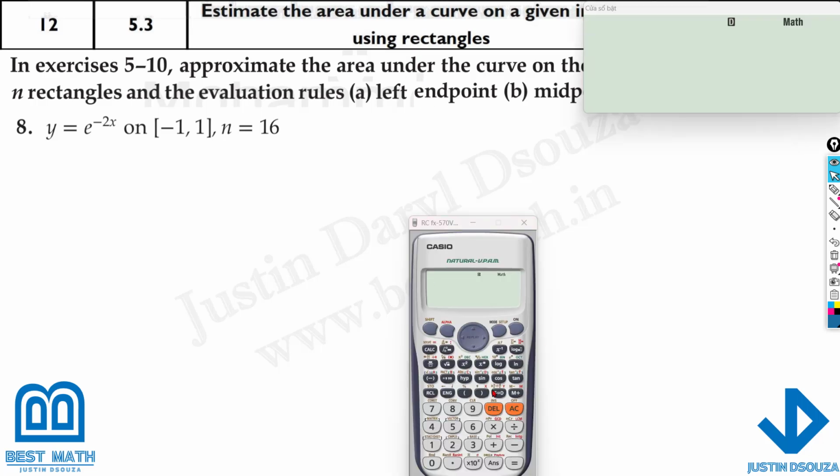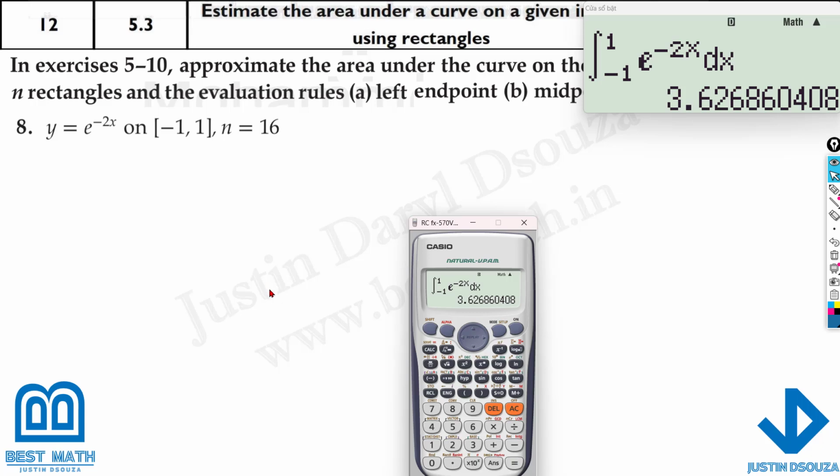Let's look at it. All we have to do is integral, e to the power of minus 2x, and the limits are from minus 1. So here go down to the limit: minus 1, that's the lower limit, and above the higher limit is 1. And the answer is 3.62.